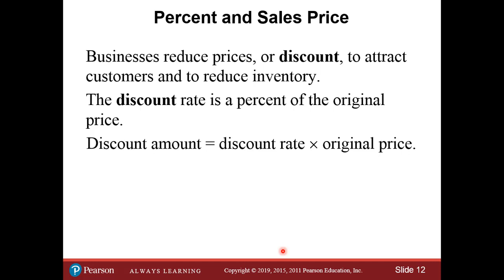Now, businesses will reduce prices by giving what's called a discount to attract customers, to reduce their inventory, to buy. Now, the discount rate is a percent of the original price. So the discount amount is going to be basically the same thing. It's the discount rate times the original price. So tax is multiplied by a tax rate. So if you want the tax amount, the discount amount is based on multiplying the original price by whatever the discount rate is.